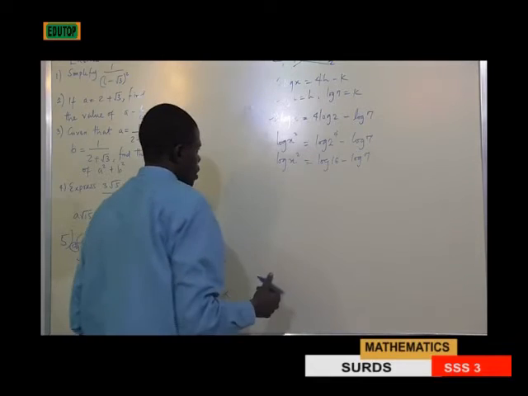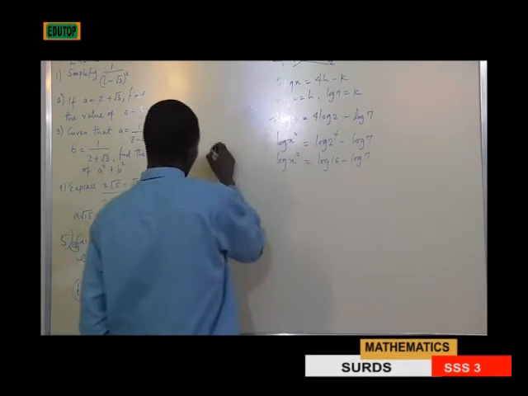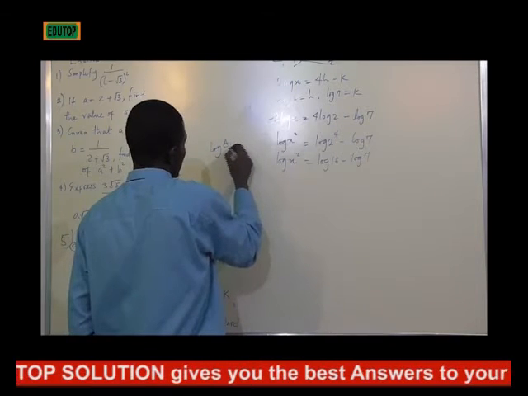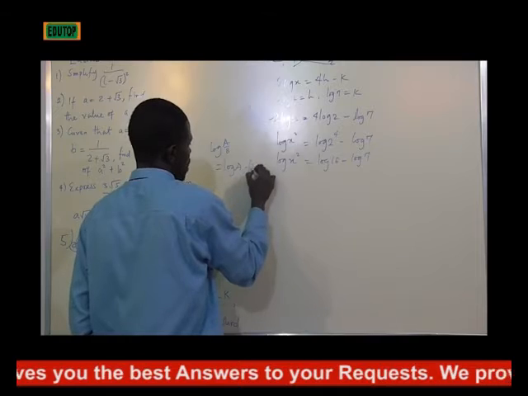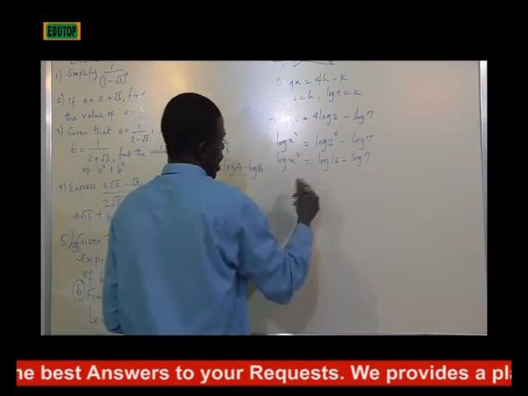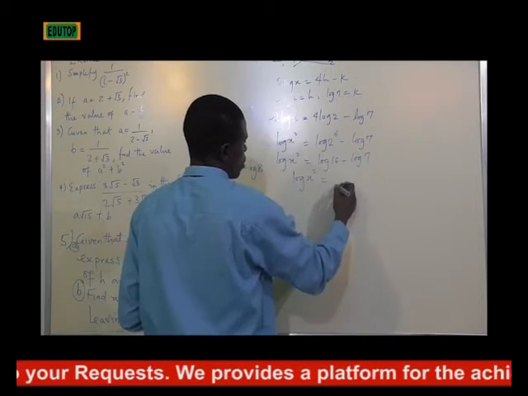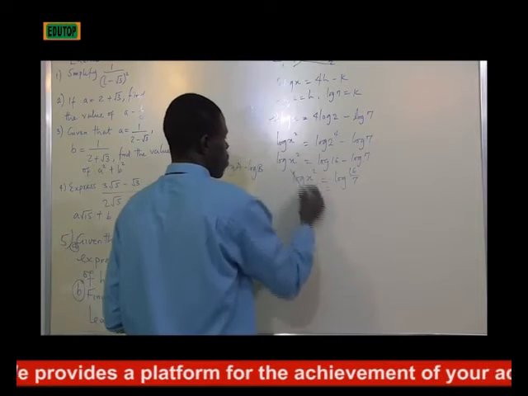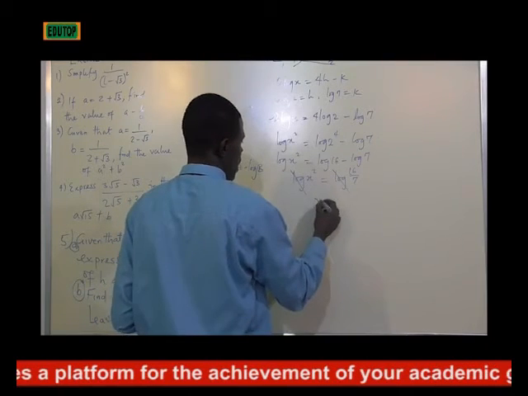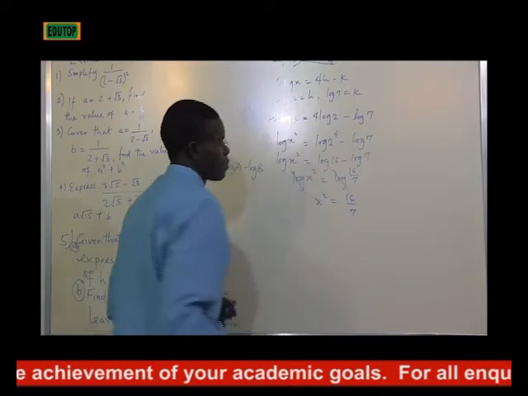And the second law of logarithm states that log a divided by b is the same thing as saying log a minus log b. We have to apply that here. And if we apply that, we have log x squared equal to log 16 over 7. Then this log can cancel out. Then we have x squared equals 16 over 7.